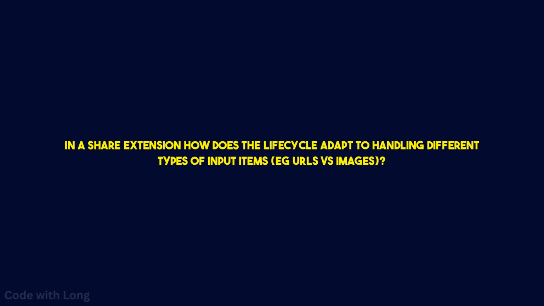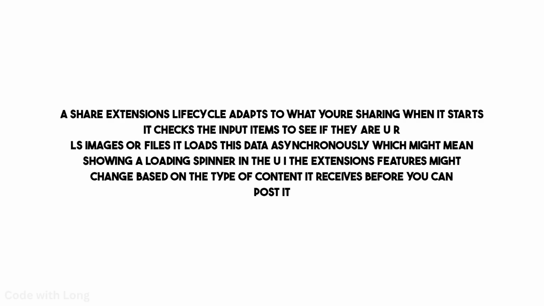In a share extension, how does the lifecycle adapt to handling different types of input items, e.g., URLs versus images? A share extension's lifecycle adapts to what you're sharing. When it starts, it checks the input items to see if they are URLs, images, or files. It loads this data asynchronously, which might mean showing a loading spinner in the UI. The extension's features might change based on the type of content it receives before you can post it.